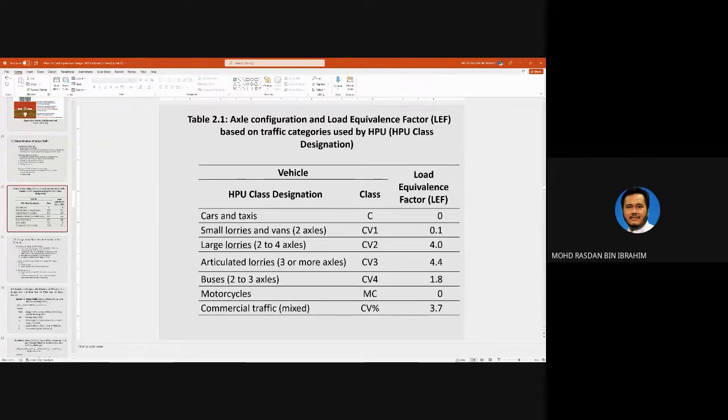This is a factor. Okay, and then large lorries and also commercial vehicle traffic, if it is mixed. If you have a mixed commercial traffic, it does not state whether it is small lorries or large lorries, how many articulated vehicles, how many buses, then the CV is 3.7. If you have the separation for the values here, the different types of class, then you can use different LEF for each class.